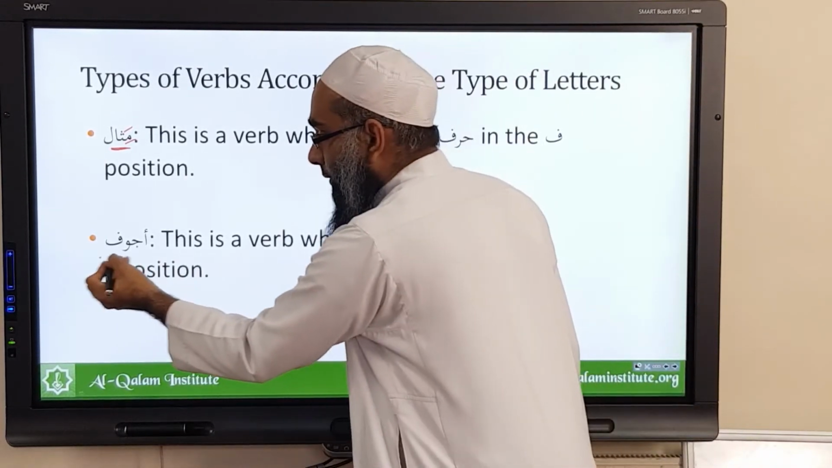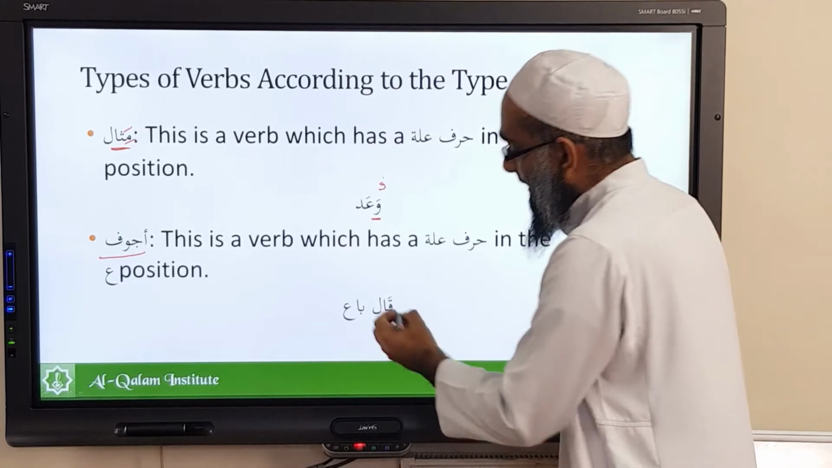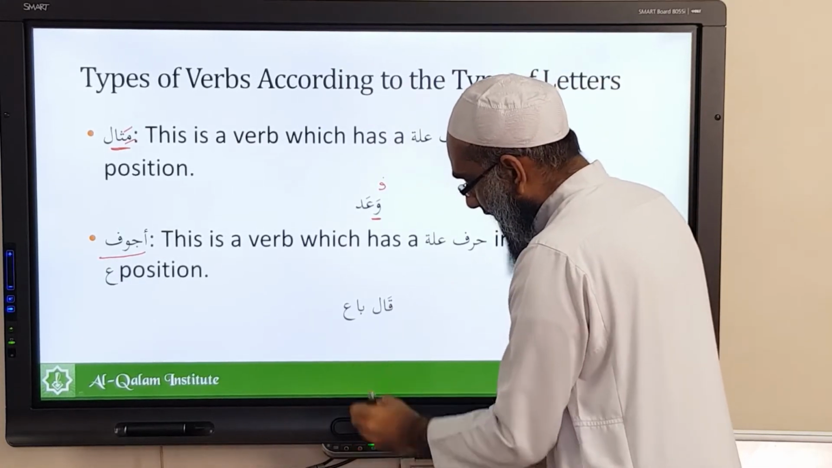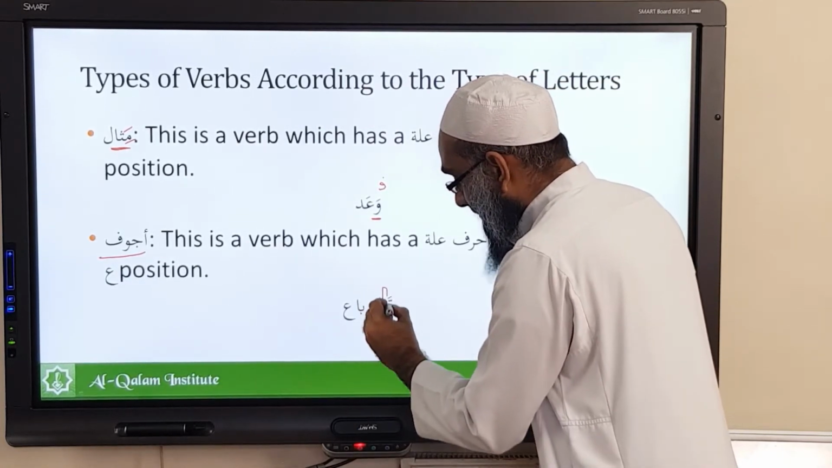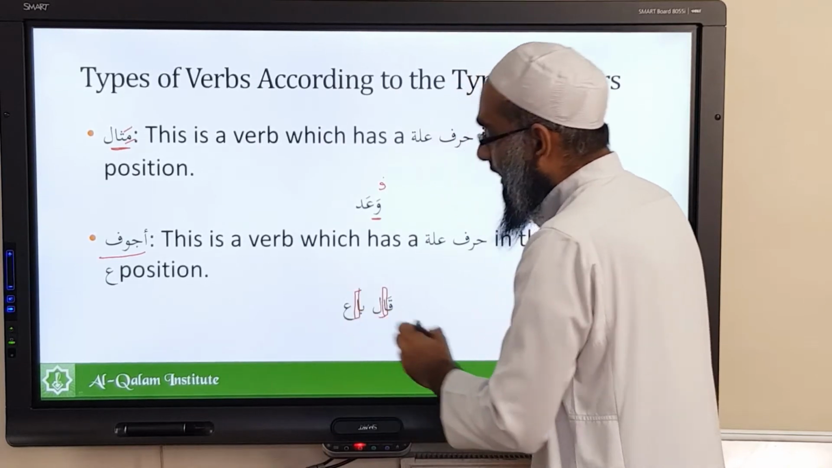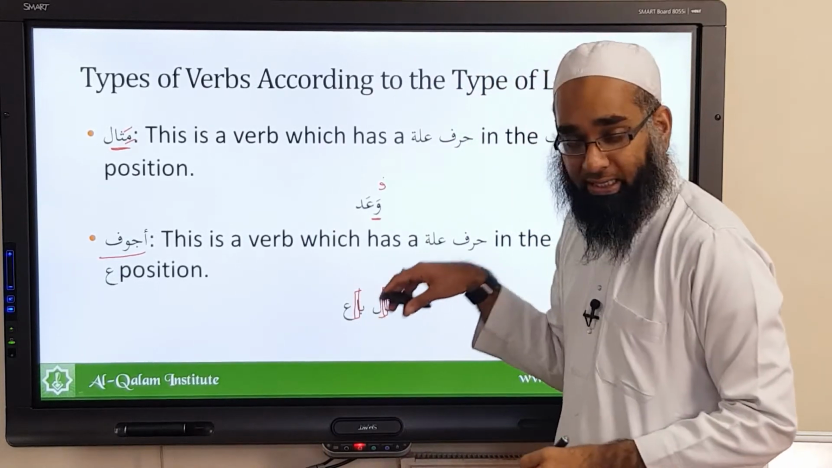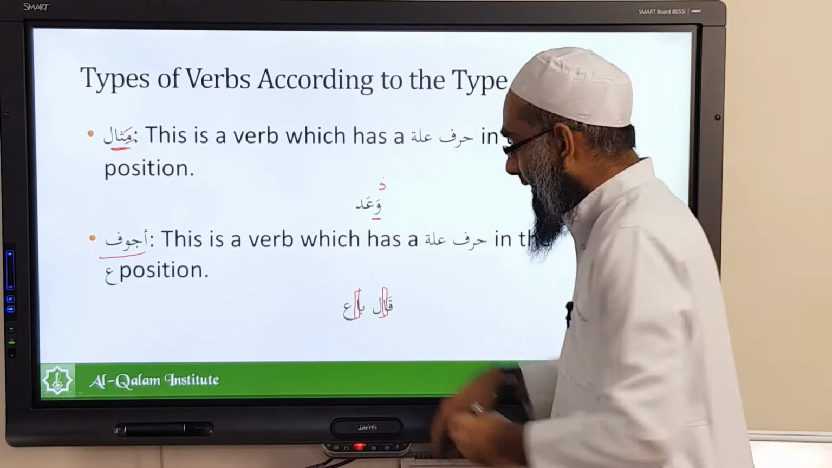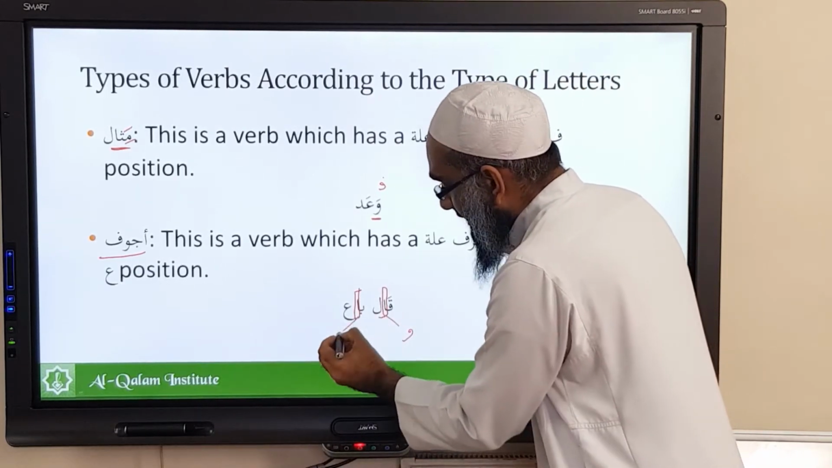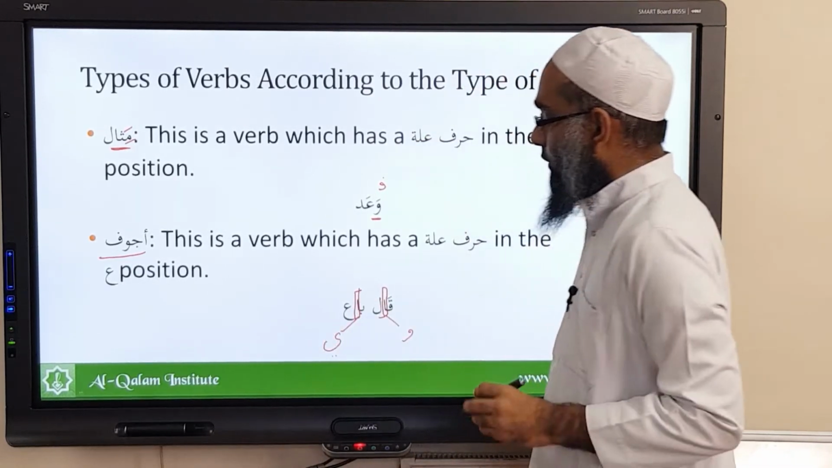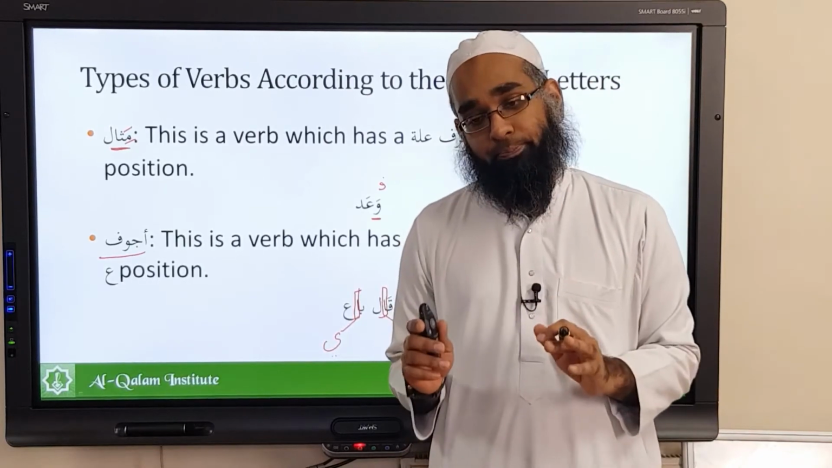If it comes in the middle, you call it what? Ajwaf. So for example here, look. You have the alif in the middle, and you have the alif in the middle again. This is called ajwaf. But this alif is not really an alif. What is it really? A waw. This is originally a waw. This is originally a ya. And you'll study that as you go along. But you know that alif does not exist in its own form.